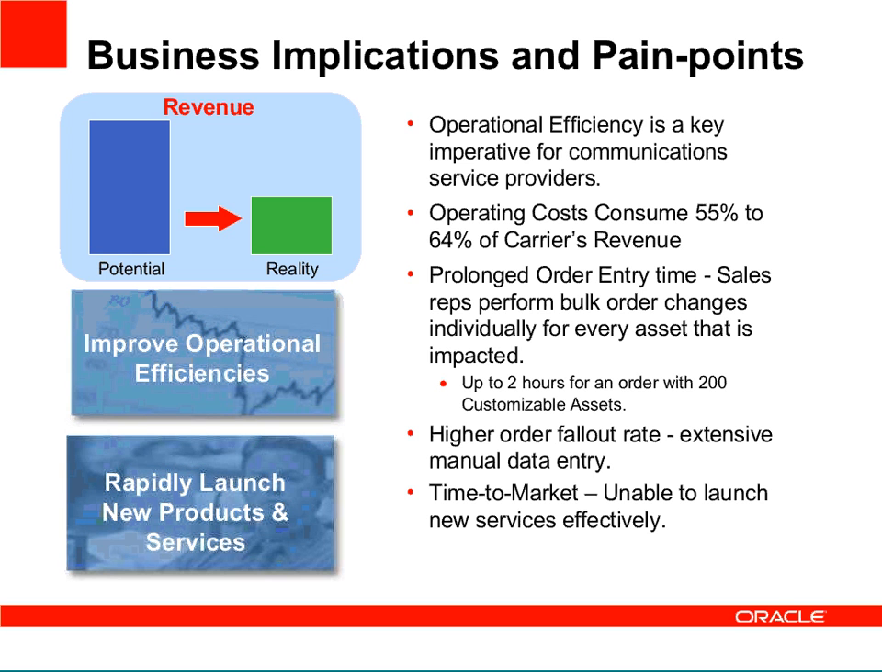Let us look at some of the pain areas for communication service providers. Operating cost can consume anywhere from 55 to 65% of carrier's revenue. So improving operational efficiency is a key to reduce cost. Order entry can be time consuming if sales rep has to identify individual assets and make bulk or mass changes. For example, it can take about 2 hours for making identical changes to 200 assets. With manual entry, there are chances of higher fallout rates.